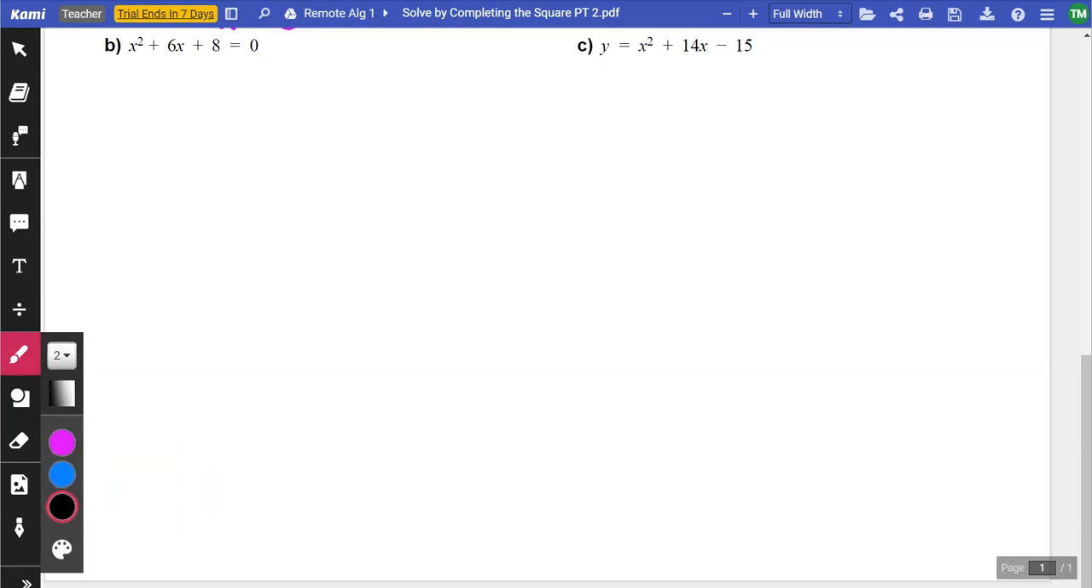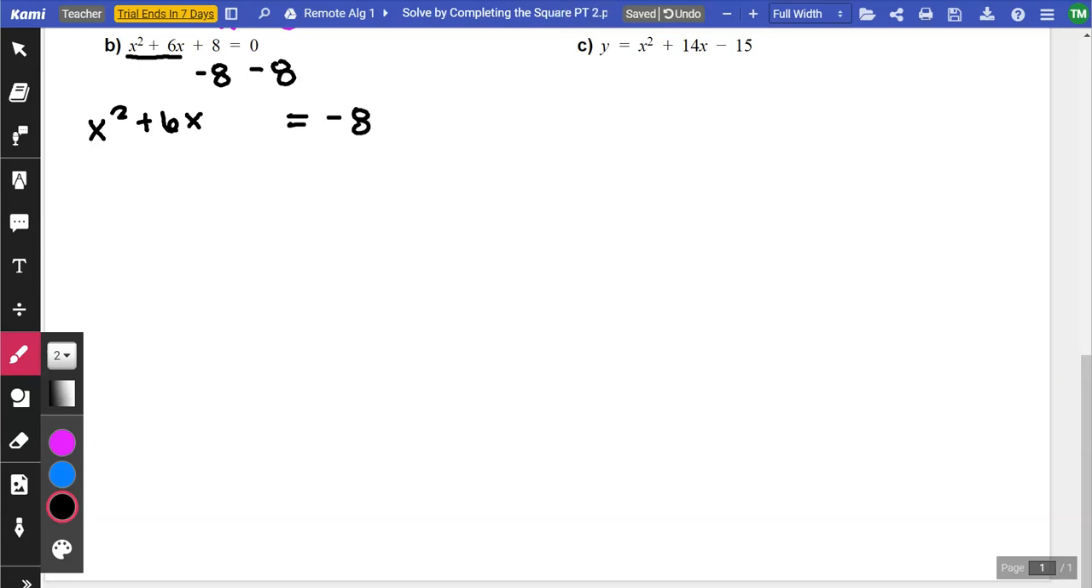So the first thing you should have done is we need to make sure this equation is equal to 0. It's already equal to 0 for us. How nice. So we need to isolate the x squared plus 6x terms. To do that, we are going to subtract this positive 8 to both sides. So we'll have x squared plus 6x alone. 0 minus 8 is negative 8.